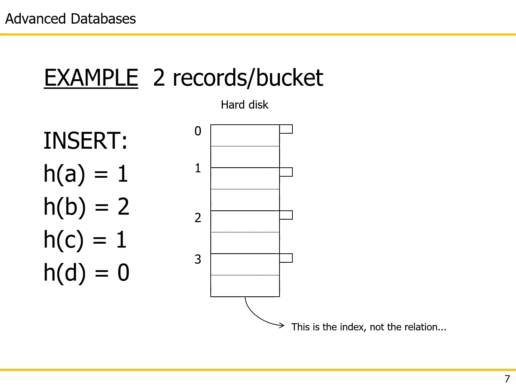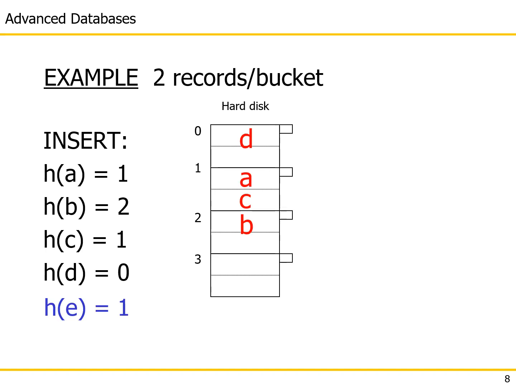So if hashing A gives me 1, that means A will go to page 1. If hashing B gives me 2, that means B is going to be stored in page number 2. And so on for C and D. So this will be the status after I do this insertion. I have every one of those values stored in some page that belongs to this hash index on disk.